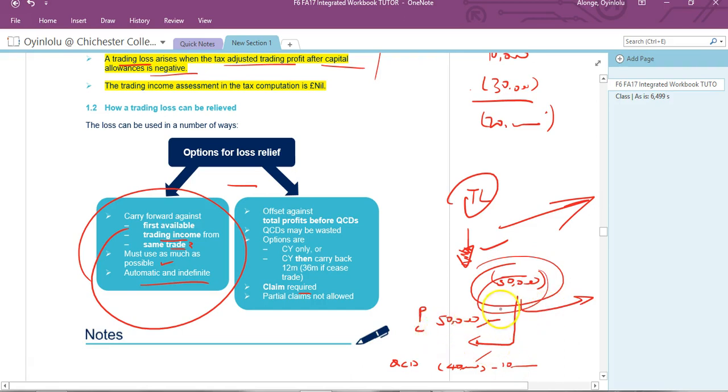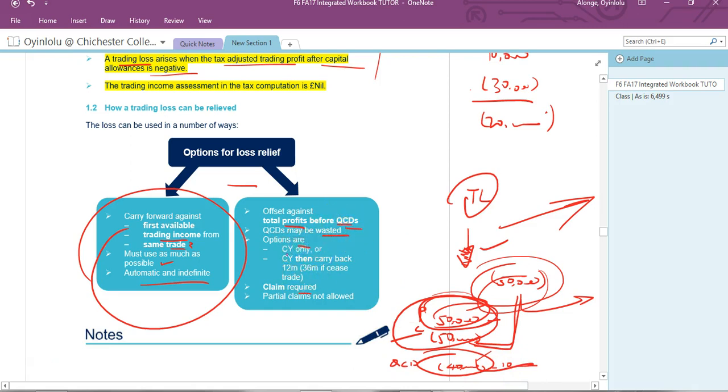Like, no, you have to use the 50,000, all of it here, against your income, offset against total profits before QCDs. So if I wipe this out now, this 40,000 is useless because there's nothing to use it against, right? I can't carry. So that's really the moral of the story. Okay, great. So QCDs may be wasted if you decide to offset.